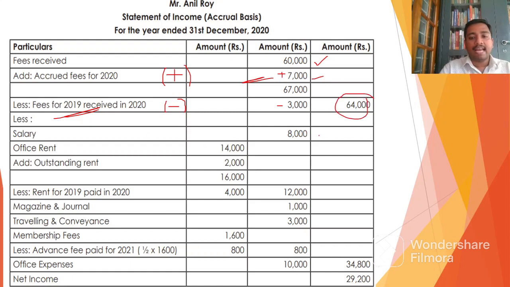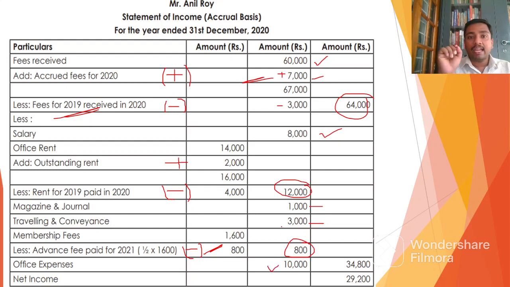About salary, there is 8,000, that is to be deducted. About the office rent, outstanding is there, that is to be added, and that of the previous year is there, that is to be deducted. So the net value will be 12,000. Then for magazine it is 1,000, traveling and conveyance fee 3,000, and membership fee also has an advance payment, that is not related to the current period, so that is to be deducted. So the remaining amount is 8,000, and the office expenses is 10,000.